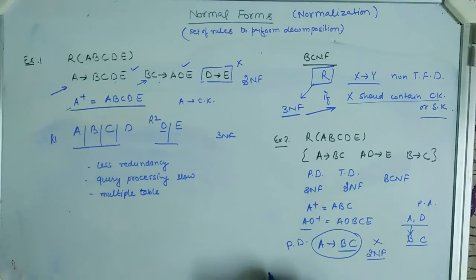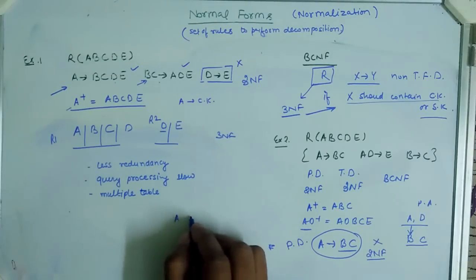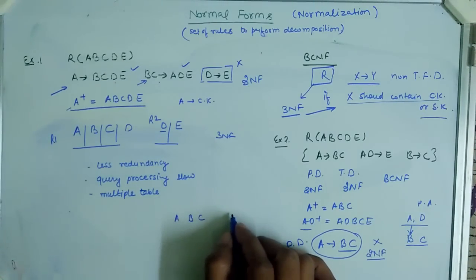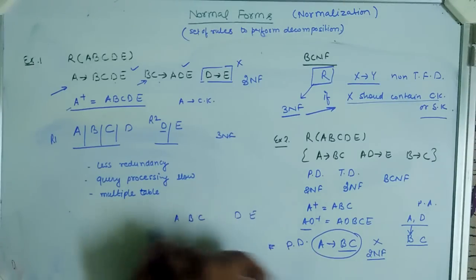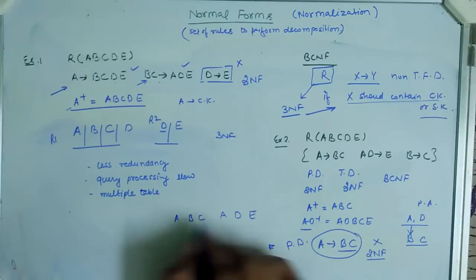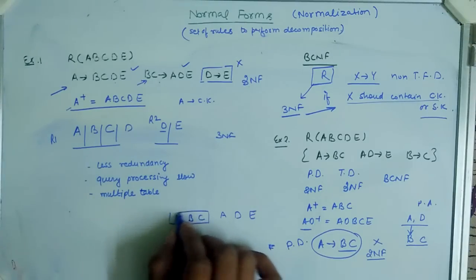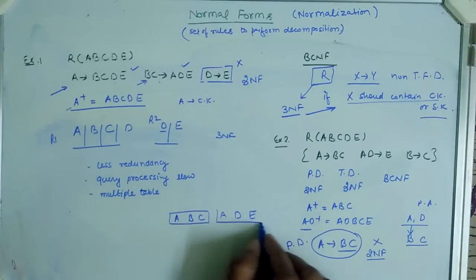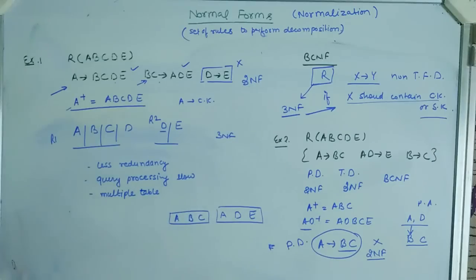So what we do is we divide our table into two parts. One part contains A, B and C. Another part contains D and E. Let's make A a common attribute. So we have two relations, one is ADE and another is ABC.